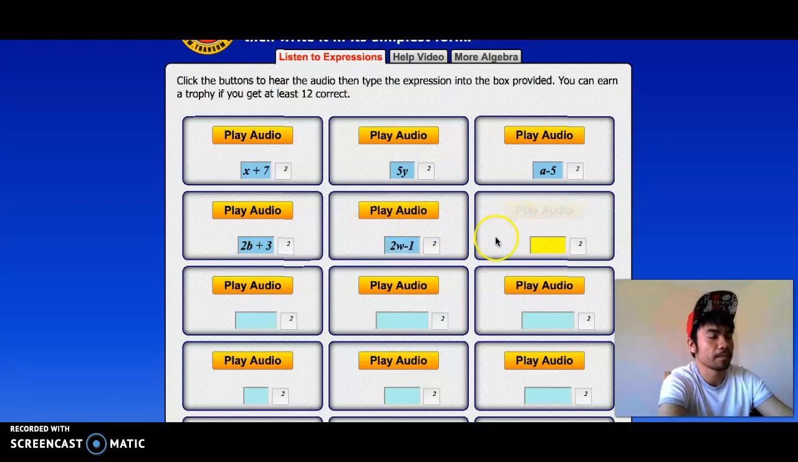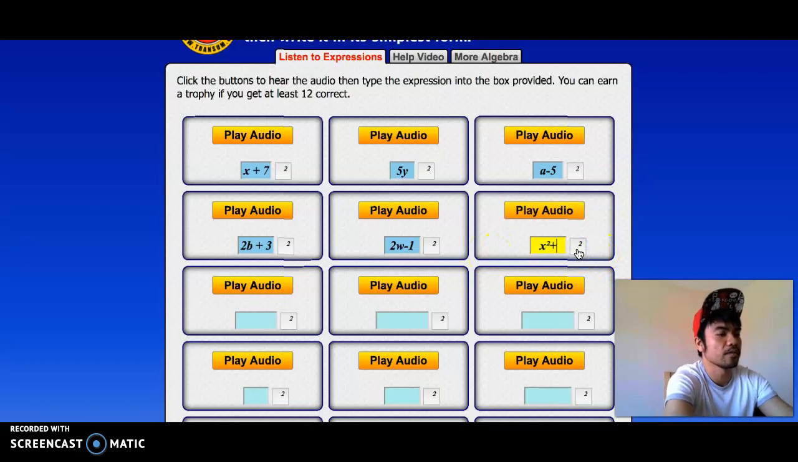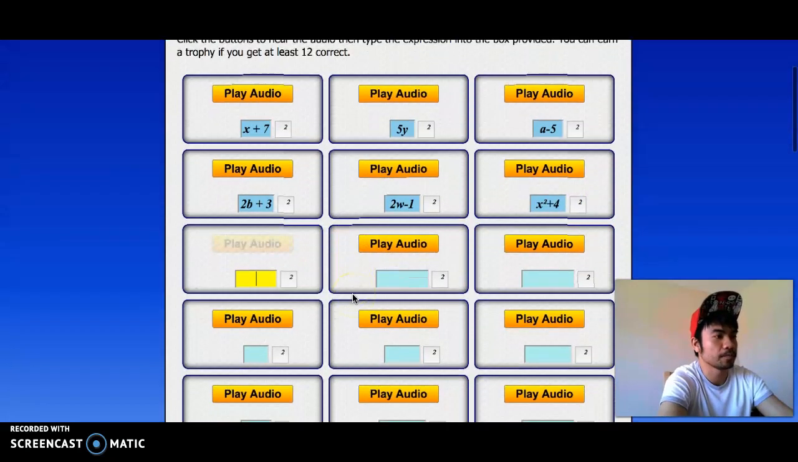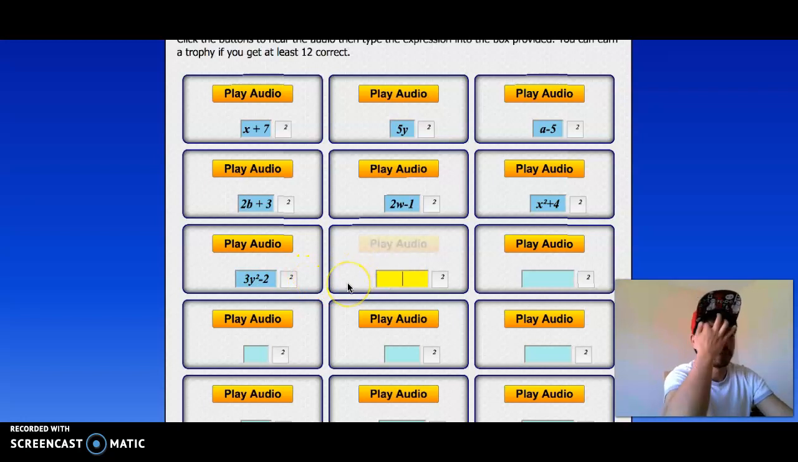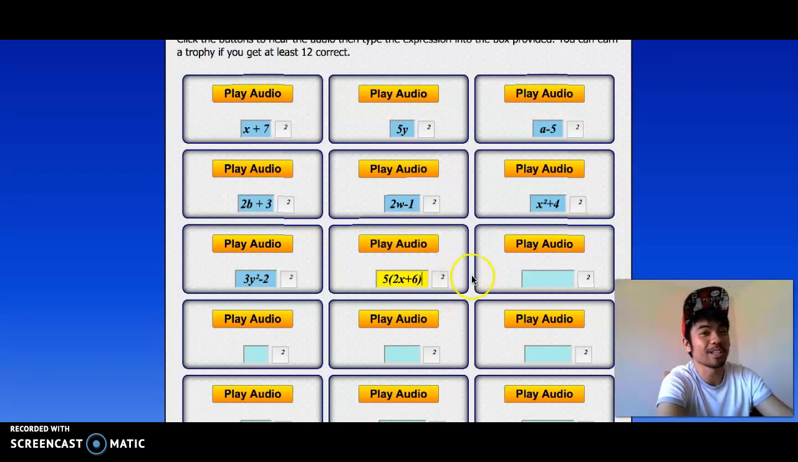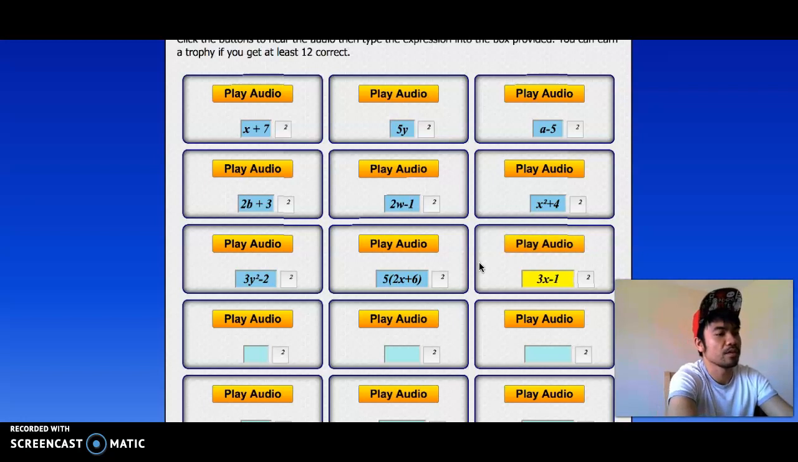Next one. x squared plus 4. Okay, so this is x squared plus 4. Next one. 3y squared minus 2. Okay, this one is, again, very straightforward. 5 lots of 2x plus 6. Don't worry about this question, okay? Again, lots of is multiplication. 3x minus 1 all squared. So again, some of them are a mixture of grade 9 knowledge, but don't worry about it.